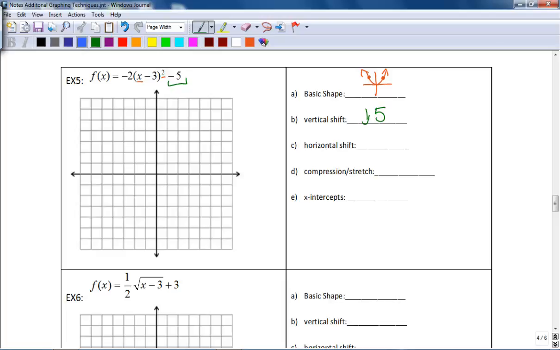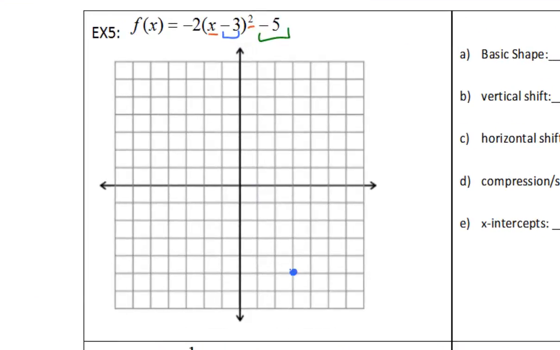Do I have a horizontal shift? Yes, I do. A minus 3 means I need to move right 3 units. The vertex, given this information, remember it's going to be opposite that, so positive 3, negative 5. Plot your vertex. There we are.